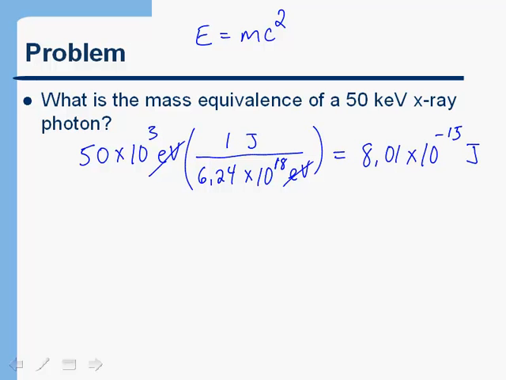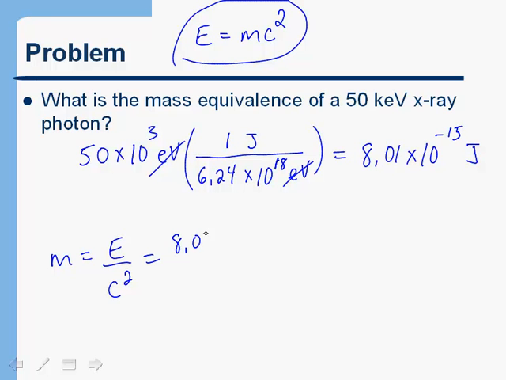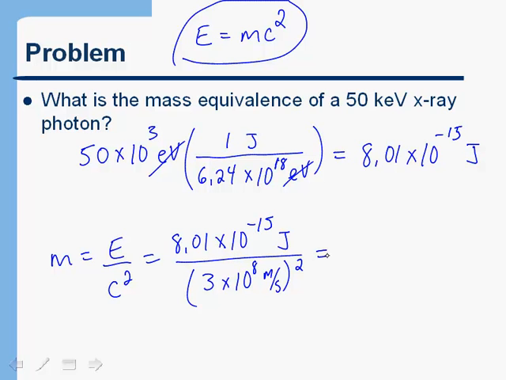Once I've got that, now I can solve E equals mc squared for mass. Mass is equal to energy in joules divided by the speed of light squared. So I have 8.01 times 10 to the negative 15th joules, and I divide that by 3 times 10 to the 8th meters per second, and I have to remember to square that. And if you work that out, you will get 8.9 times 10 to the negative 32 kilograms.